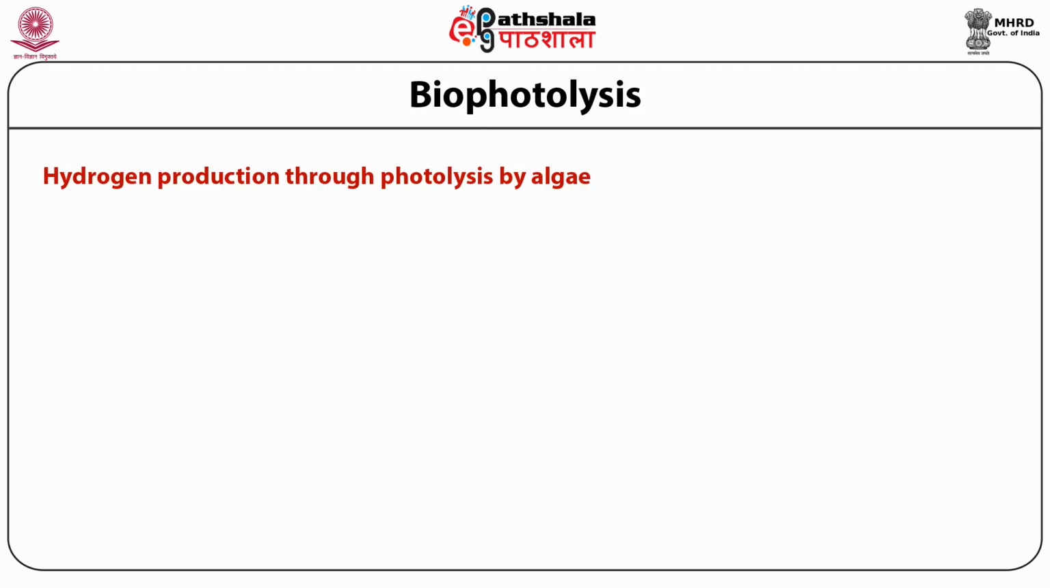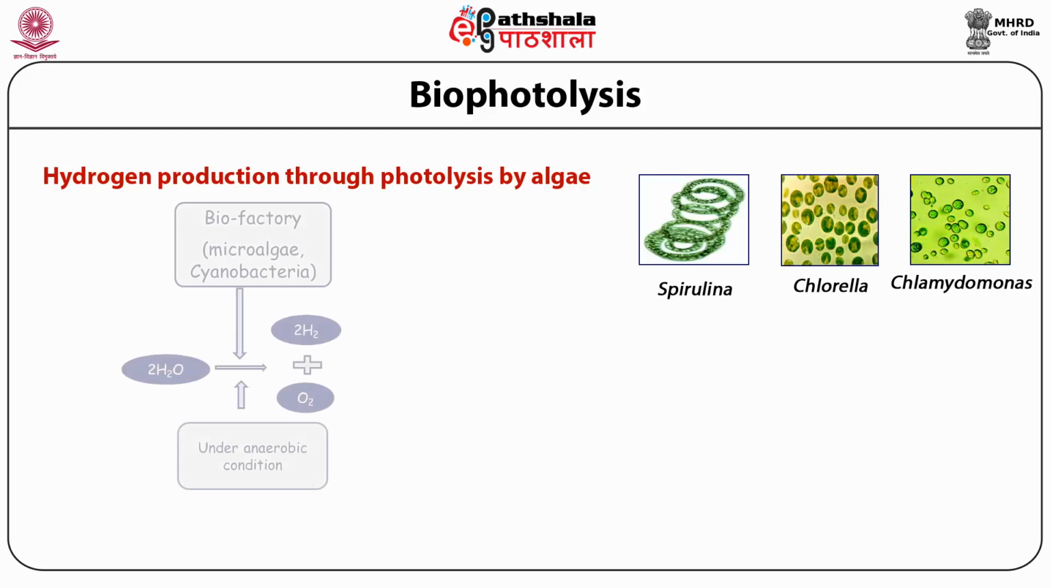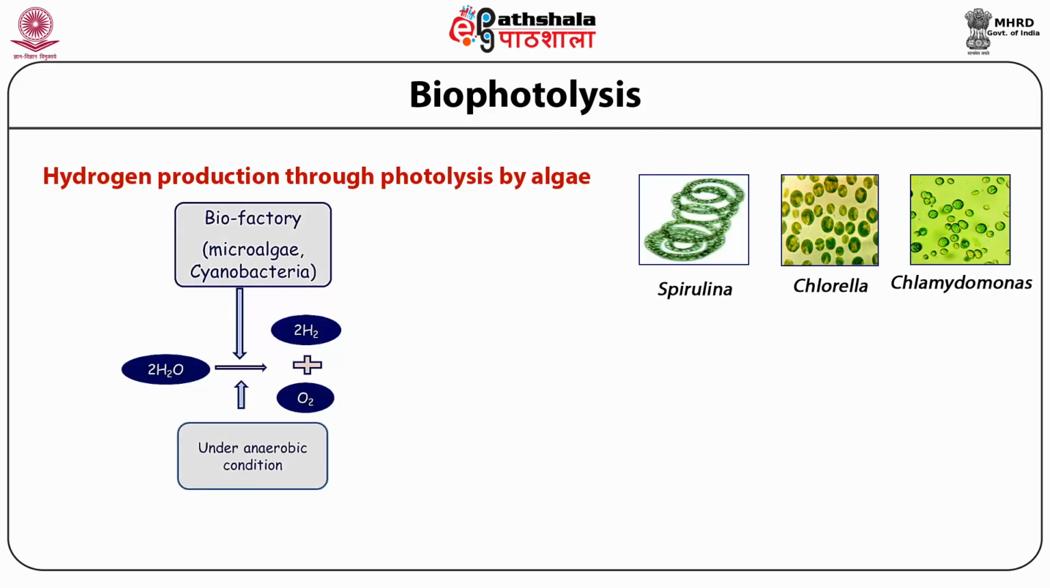As the name indicates, photolysis of water occurs by the microbes through a biological process. A few of the algal and cyanobacterial strains, like Spirulina, Chlorella and Chlamydomonas, have the potential to produce hydrogen by photolysis of water, hence the name biophotolysis. As we can see from this slide, these microalgal strains use water as the source of energy and convert that to hydrogen and oxygen, and this process occurs in the absence of oxygen because these enzymes are highly sensitive to oxygen, and hydrogen production processes normally occur in anaerobic conditions.